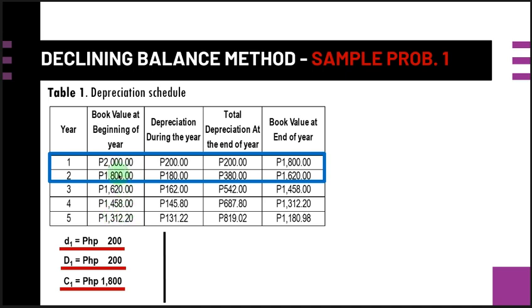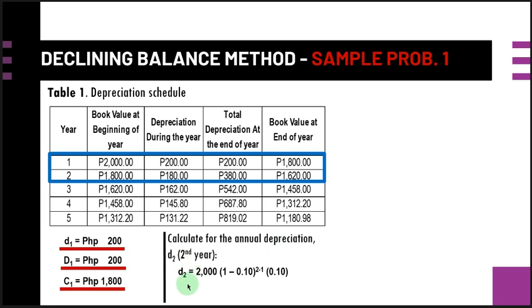Now we are going to proceed to the calculation of year 2. First, we need to calculate the annual depreciation for the second year, which is D2 equals 2000 times the quantity 1 minus 0.1 raised to 2 minus 1, since n is 2, times 0.1. So we can get our value of D2, which is 180.